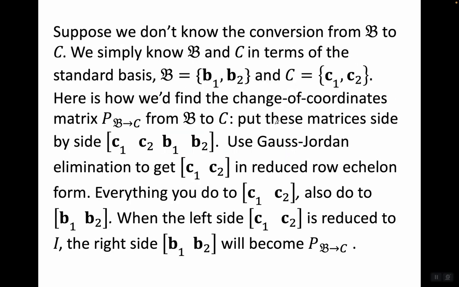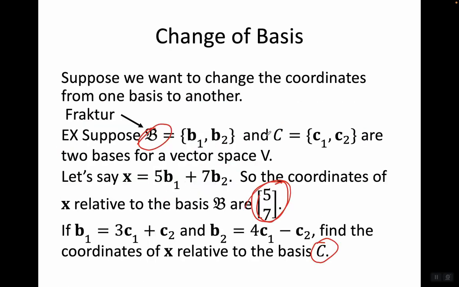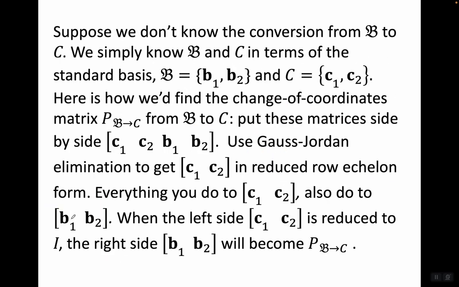Suppose we don't know the conversion from 𝔅 to 𝒞. In other words, suppose we don't have this information, so we don't know this kind of stuff. Suppose we simply know 𝔅 and 𝒞 in terms of the standard basis. So 𝔅 equals {b1, b2}, and 𝒞 equals {c1, c2}. And that's all we know. We just know the vectors in the basis 𝔅 and the vectors in the basis 𝒞.